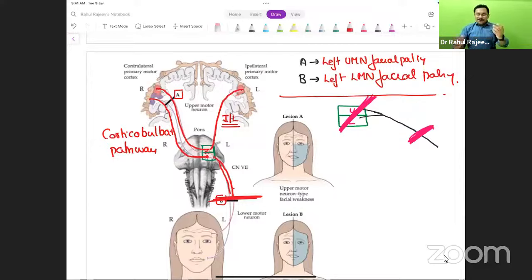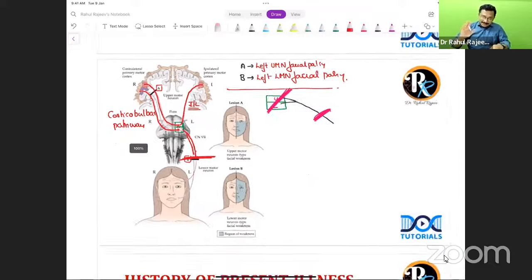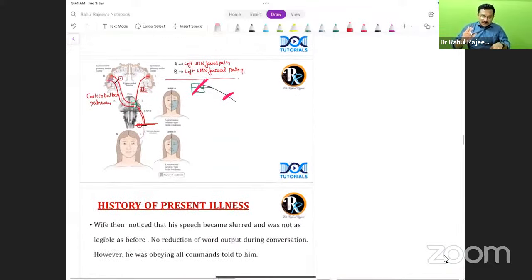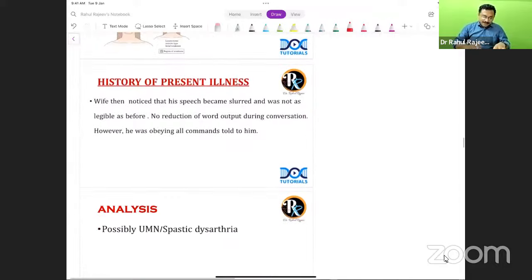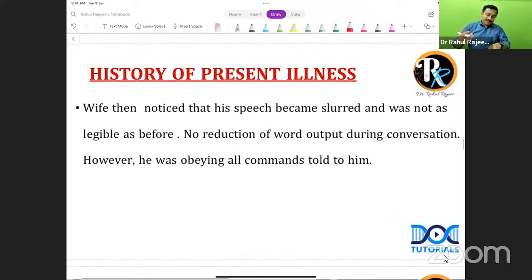Okay, right. So I've got a lot of smileys now. Fine. So this is what an LMN facial palsy is. So this analysis also you understood. Right. Now coming to the further discussion.